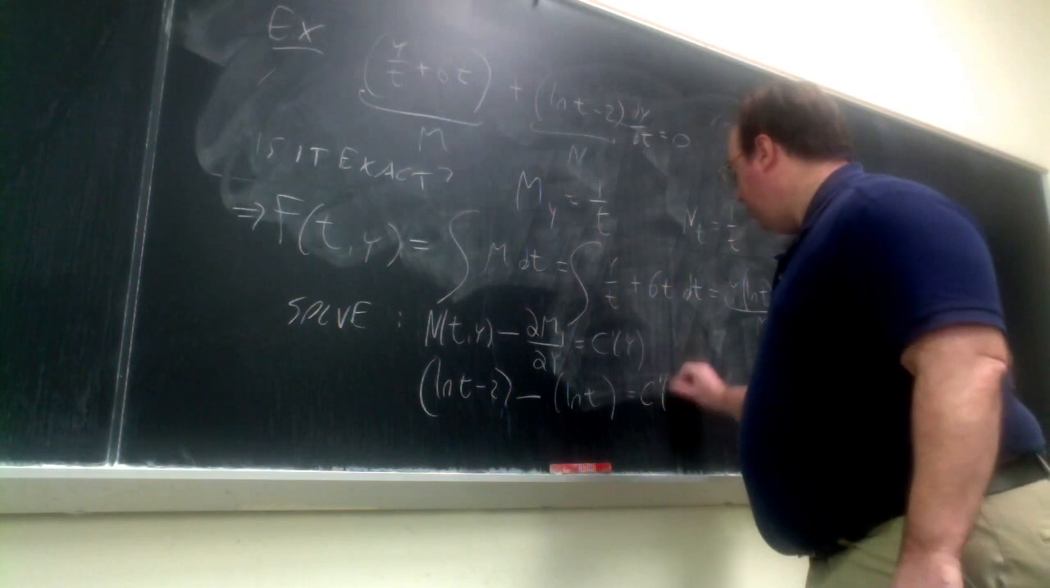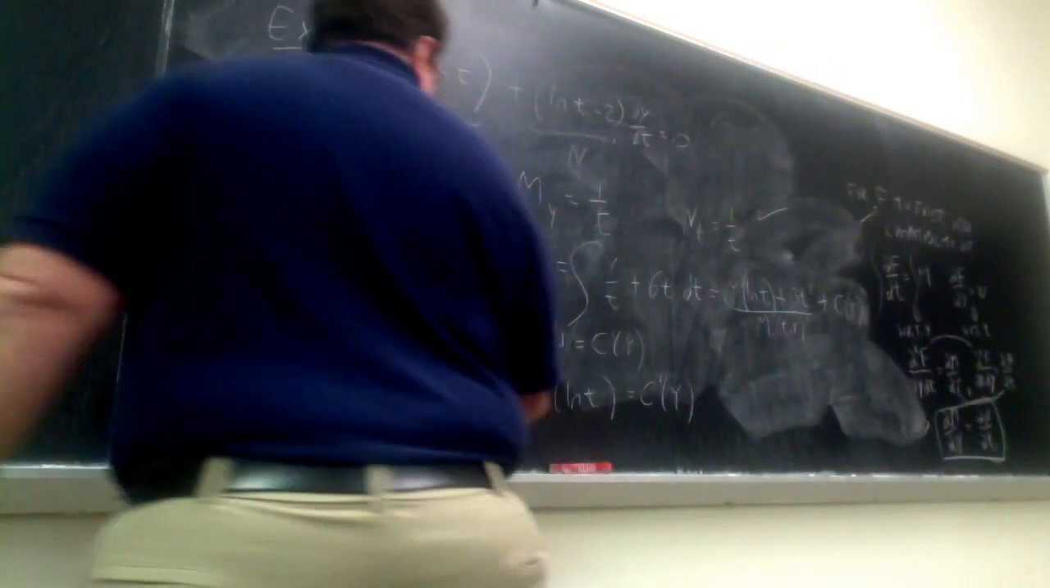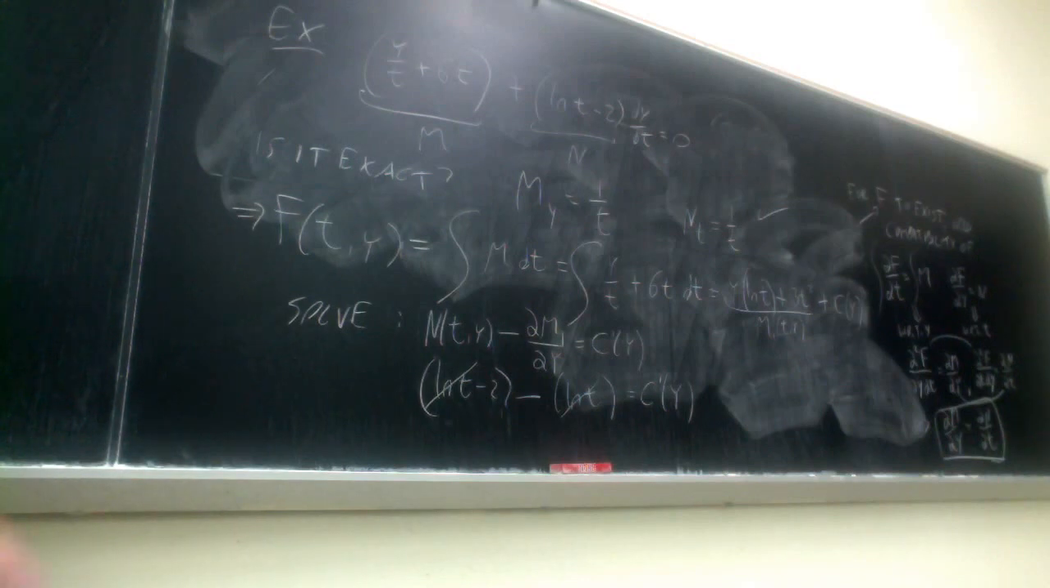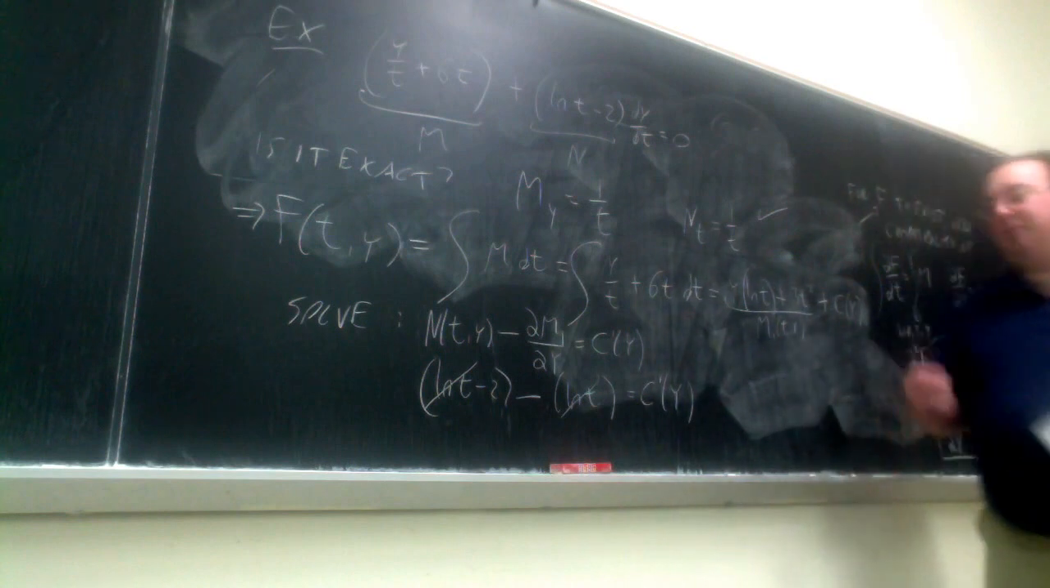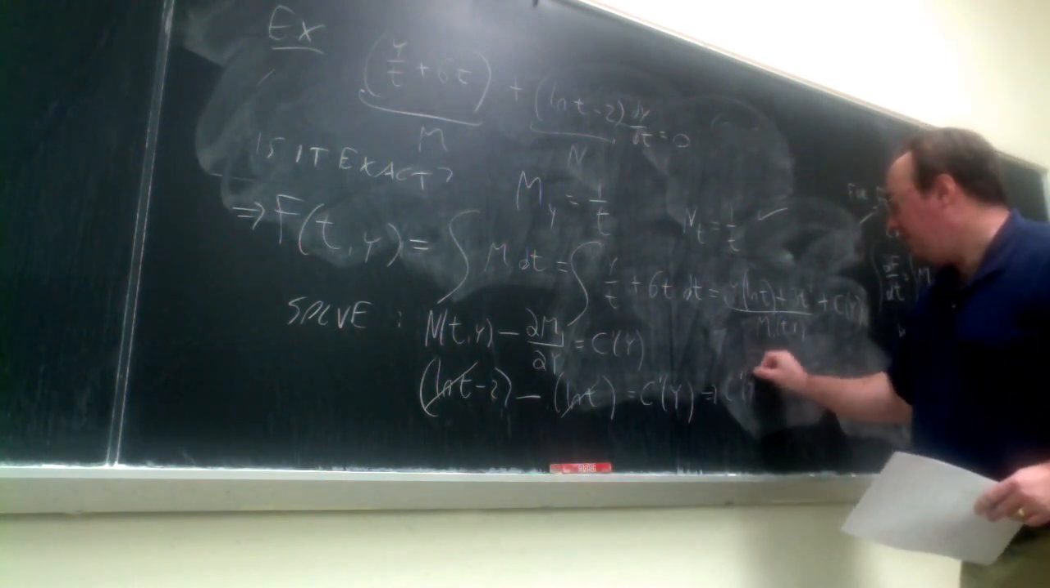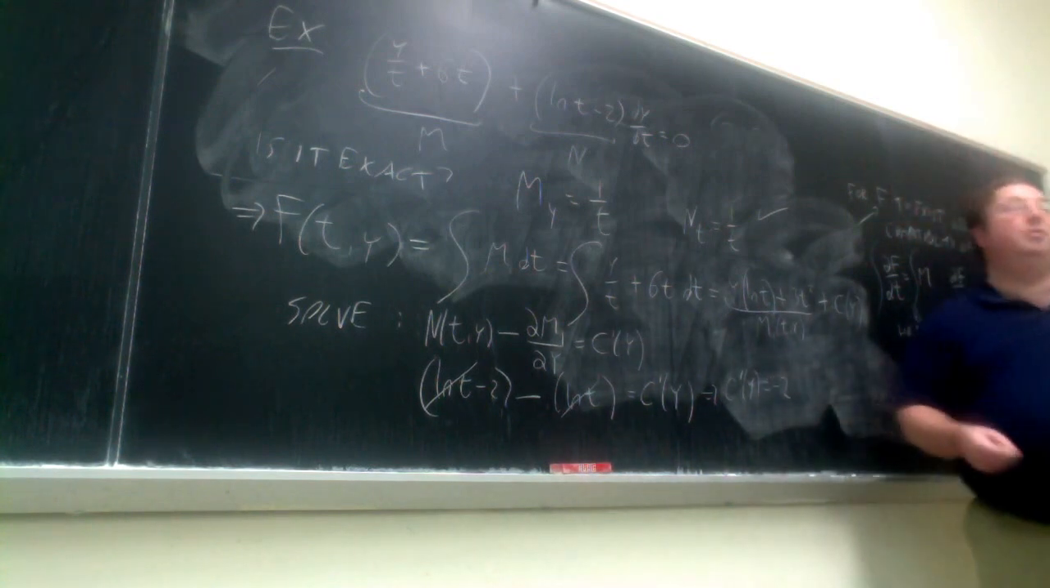It's equal to c prime of y. And what happens is the natural logs cancel out. This always happens in problems like this. You get some simplification. Any t dependence magically disappears. That's what happens when an equation is exact. So what's left is c prime of y is equal to minus 2.